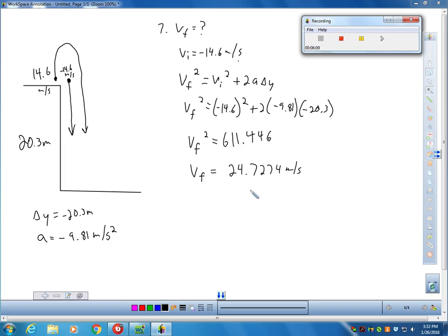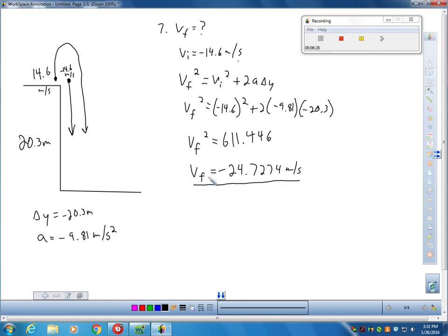Now remember, you are a bright student, and so you know that this object is actually headed downwards, and so you need to choose the negative root. And so really your final velocity is negative 24.7274 meters per second. Here's the catch though.